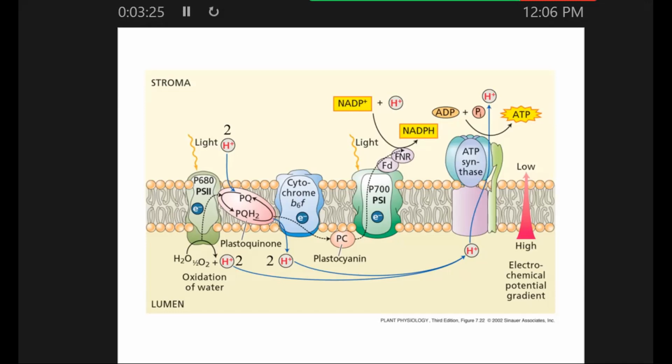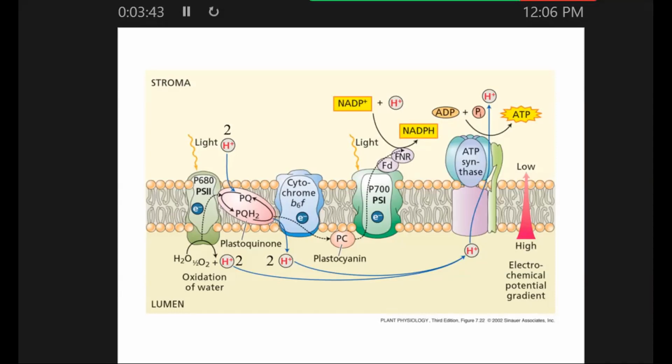And then they also really like having those protons as one of the products because that helps build a proton gradient. And then oxygen is also formed, which we really like because it allowed us to do this on this planet. Okay.